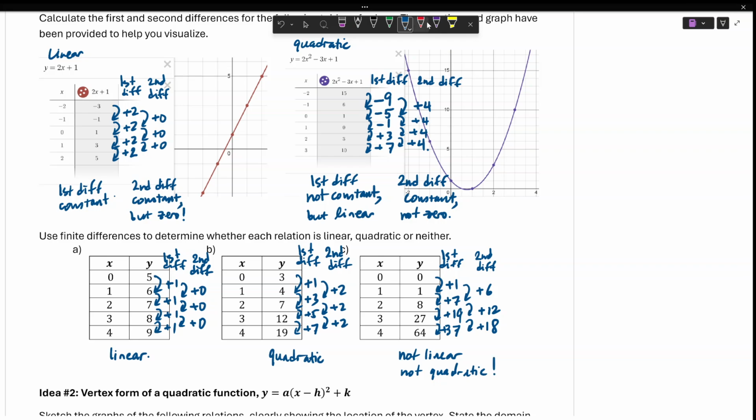In fact, this is cubic. Okay. You might recognize that this is x cubed in this particular scenario. And if you were to look at the third differences, those actually are constant. Well, if you continue the pattern, you would notice that they're constant. And that's actually characteristic of cubic functions.